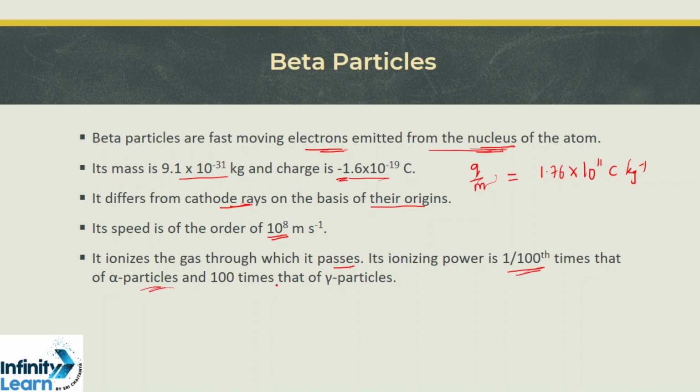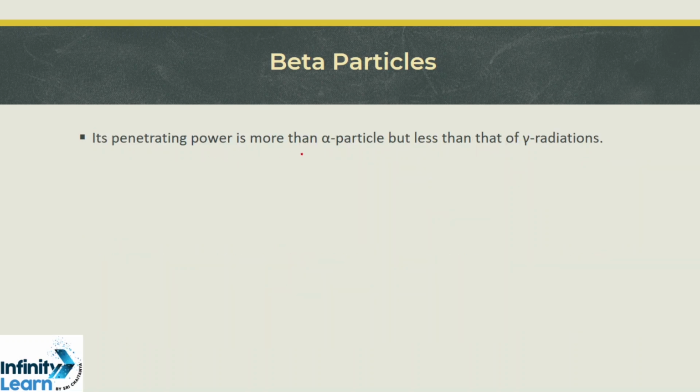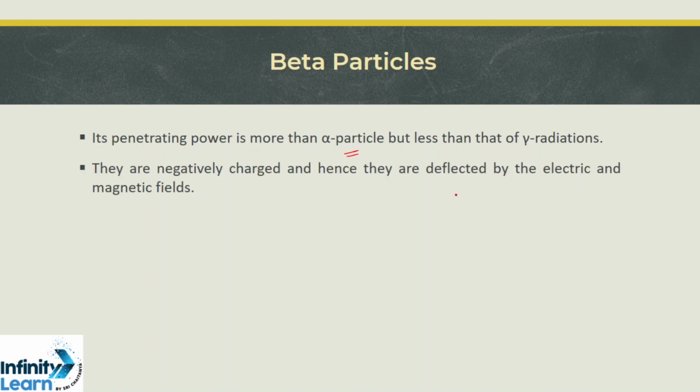But beta particles have higher ionization power compared to gamma, almost 100 times. Next, beta particles have more penetrating power, almost 100 times more than the alpha particle, but less penetrating power compared to gamma radiations. They are negatively charged and hence they are deflected by the electric and magnetic field. Compared to alpha particles, they are deflected very quickly. The deflection of beta particles is more compared to that of alpha particles.